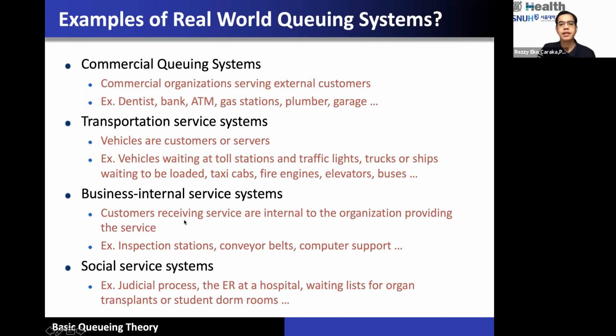Last but not least, the applications of queuing systems in social service systems are about the judicial process, the hospital, waiting lists for organ transplants, or student dorm rooms. So there are many applications of queuing systems in the real world. Later in this class, I will give you homework. You have to provide more examples beyond this slide about queuing theory.